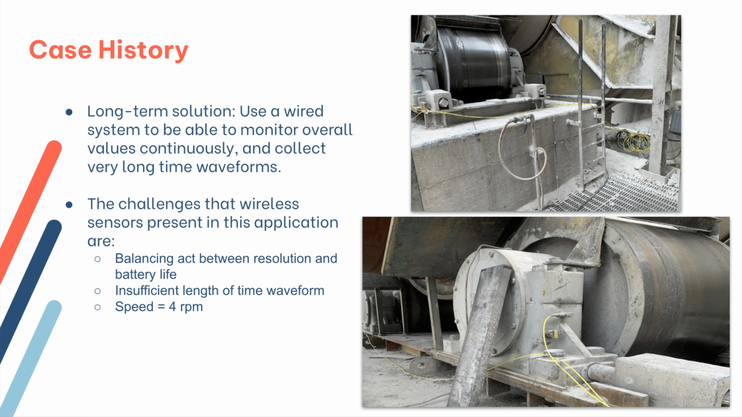The client was trying to develop a long-term solution. They had wireless systems on the lime kiln, and they were not getting very good actionable data because of the slow speed nature of the kiln. These bearings see about 4 RPM of revolution, and the wireless system was not able to take long enough time waveforms to get good data. However, the plant was able to collect data with their portable online system.